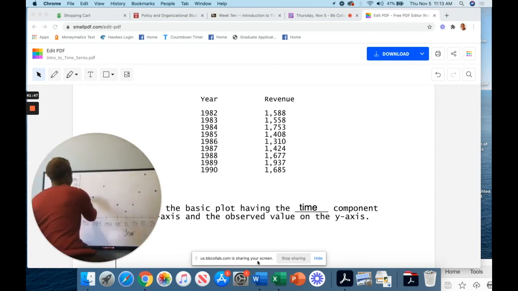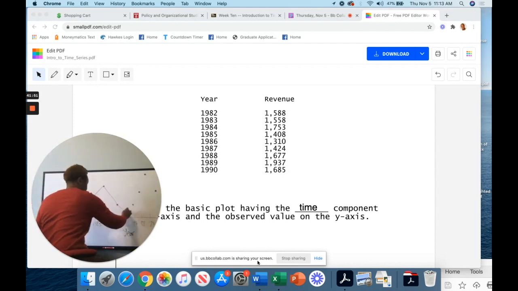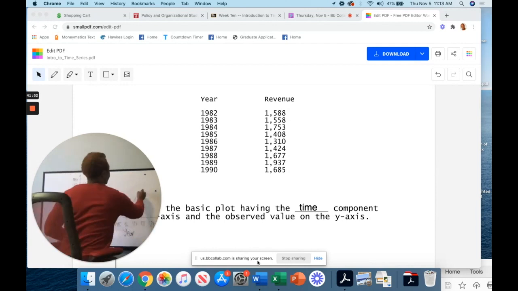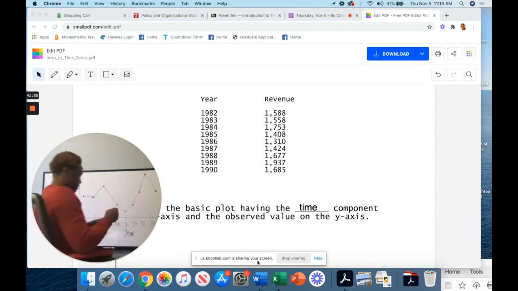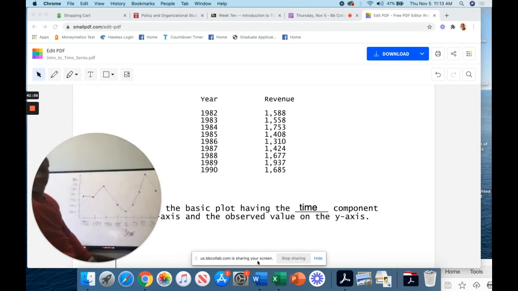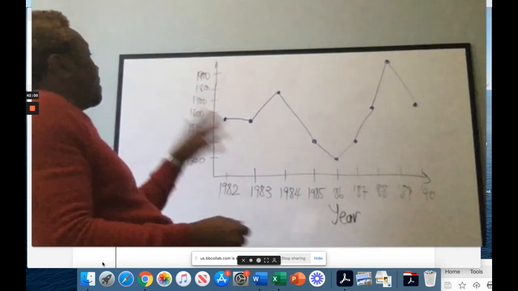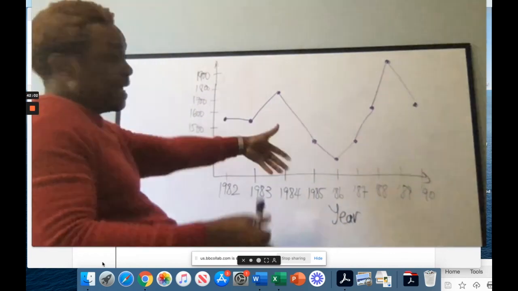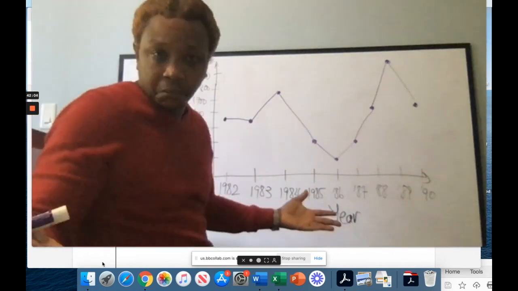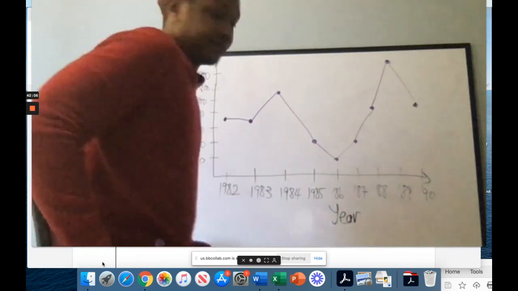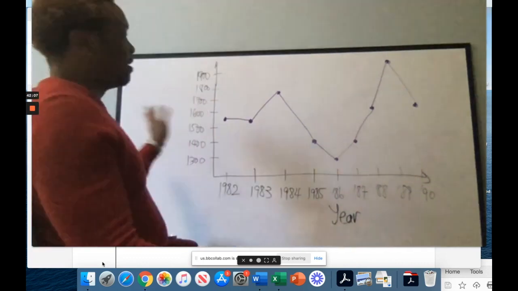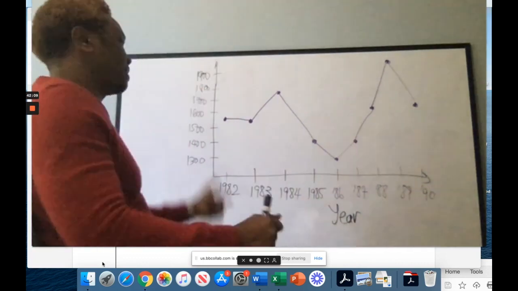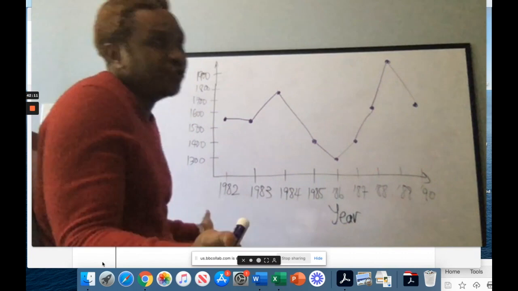So literally just connect them. All right, it doesn't have to be pretty. But that's the first step. This right here is a time series. Very simple. No frills, no nothing, just putting the dots and connecting them. So, can you do that?